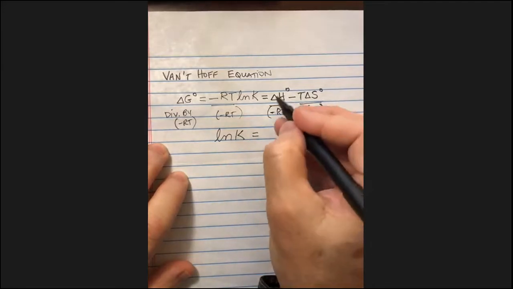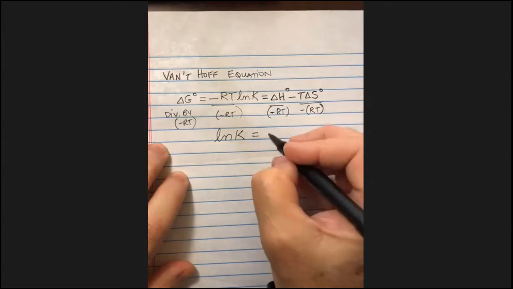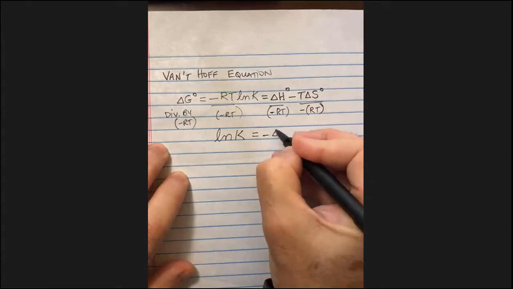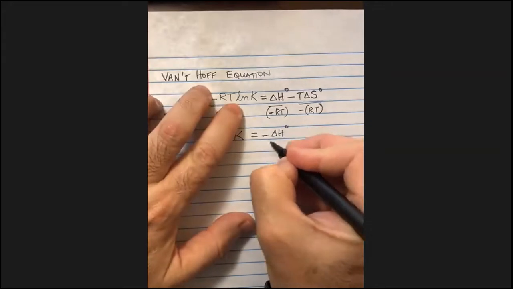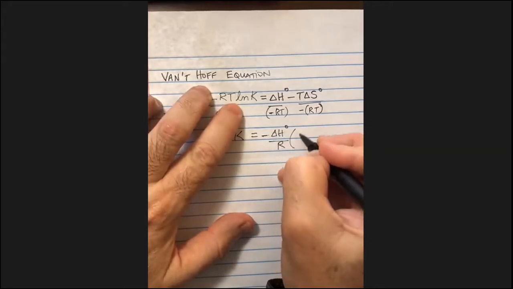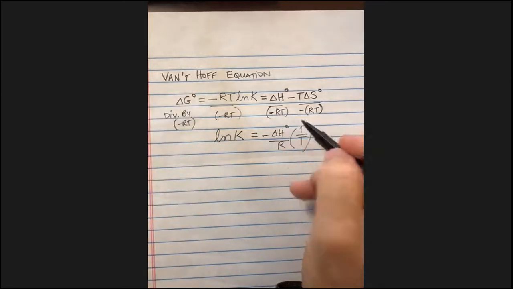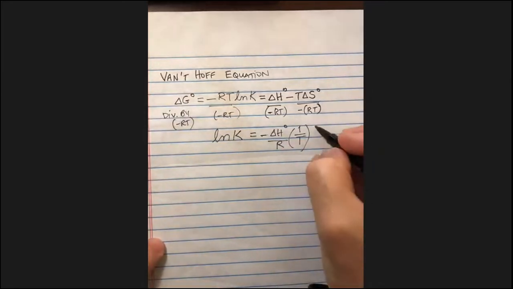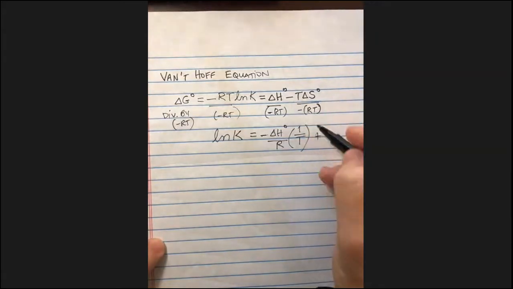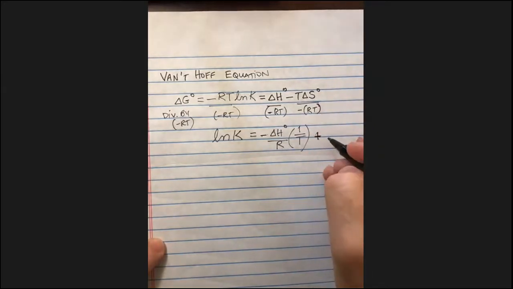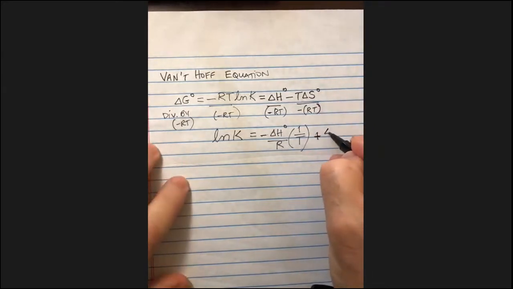On the right side, I'm going to rearrange this a little bit. I'm going to say it's minus delta H over R times the reciprocal of the temperature. So I'm going to separate these two factors here. And over here we have plus, because we have a double negative, and the temperatures cancel out. So I would have delta S over R.